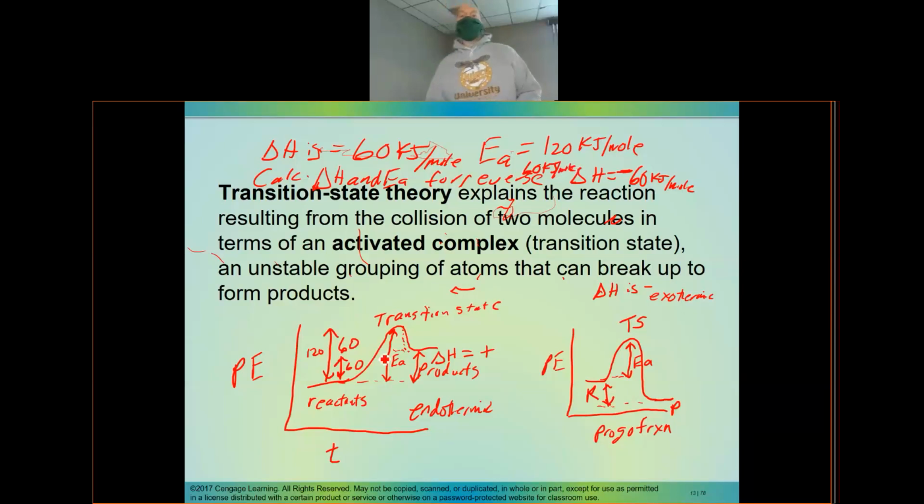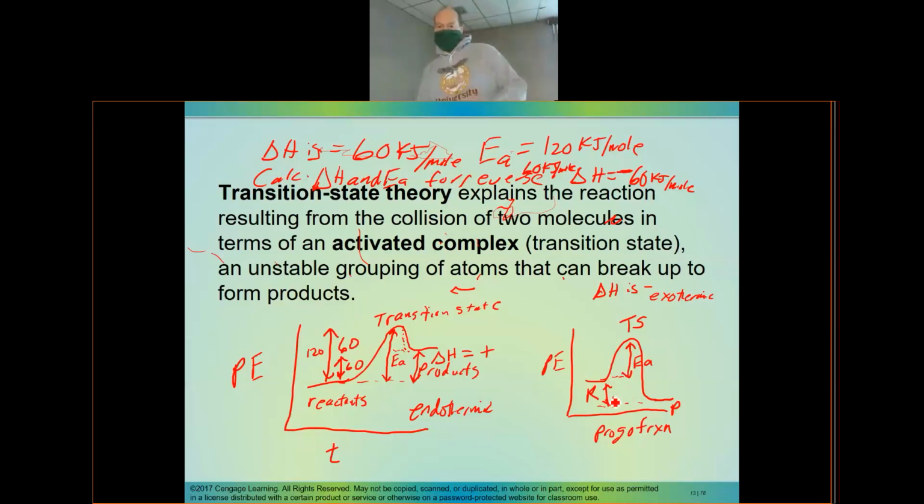Energy of activation is always a positive number. Delta H is not. Delta H is positive if it's endothermic, it's negative if it's exothermic. Energy of activation is always positive. No such thing as a negative energy of activation. So you have to visually look at the problem to see it.